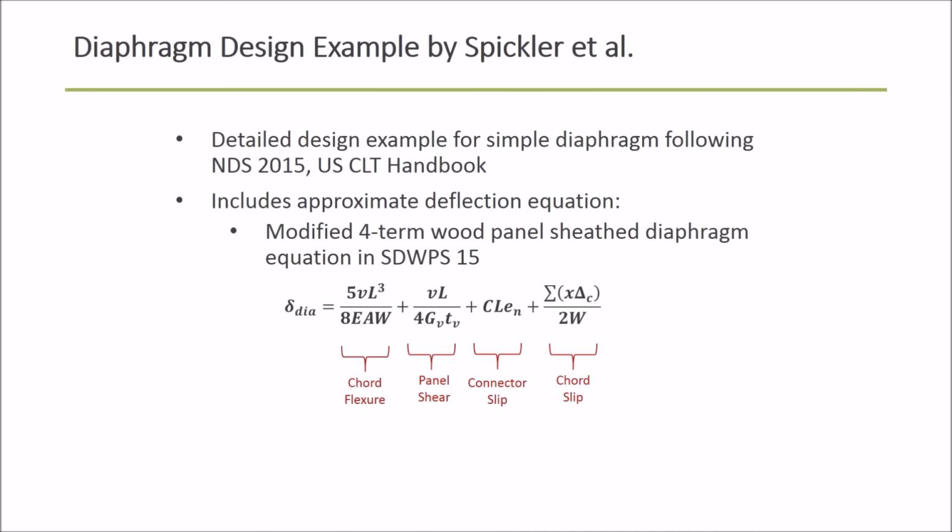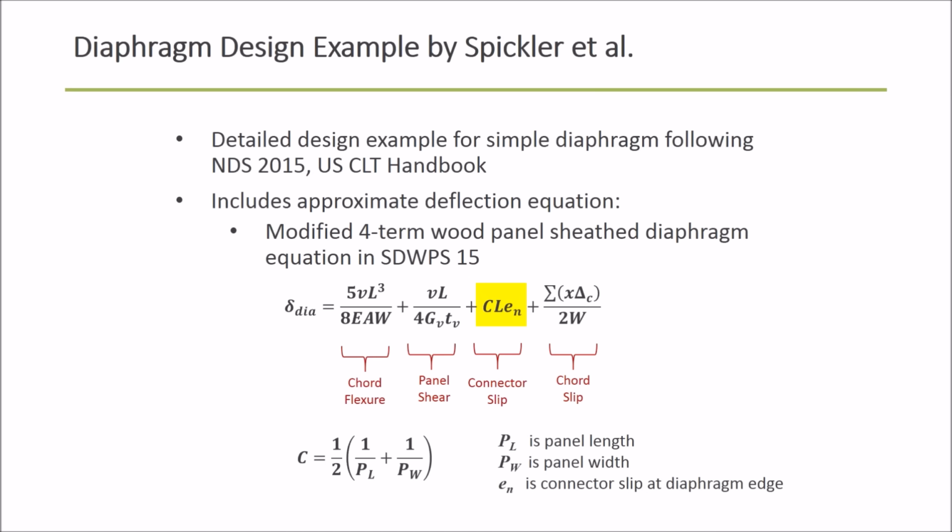And the only one of these that really varies from what we're used to seeing for light frame diaphragms is the connector slip term, really because the derivation of the connector slip term in our light frame diaphragm deflection equation is based upon a typical 4-foot by 8-foot panel. If we look at these CLT floor diaphragm systems, they're not typically 4 feet by 8 feet. They might be 8 feet by 40 feet or some other dimension. So that connector slip term needs to be modified for the geometry of the panels used in our CLT diaphragms.